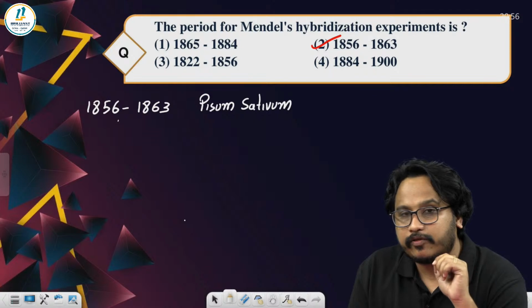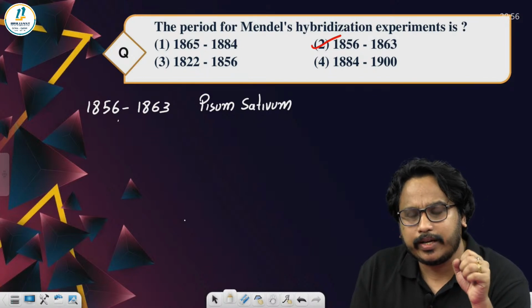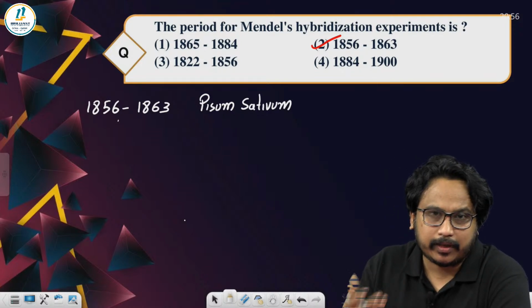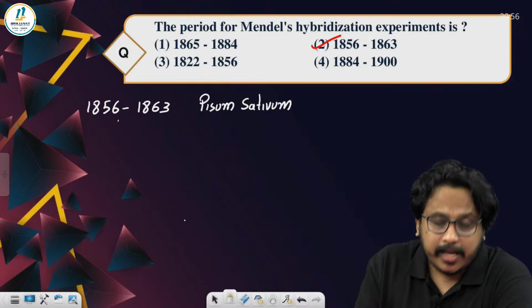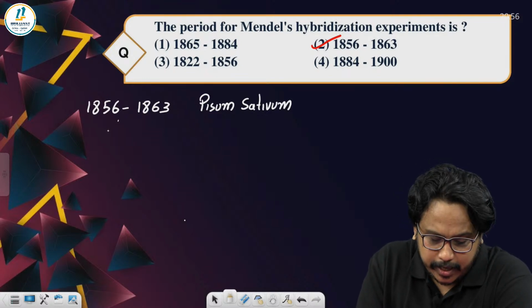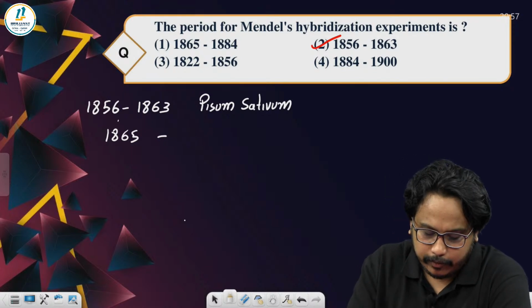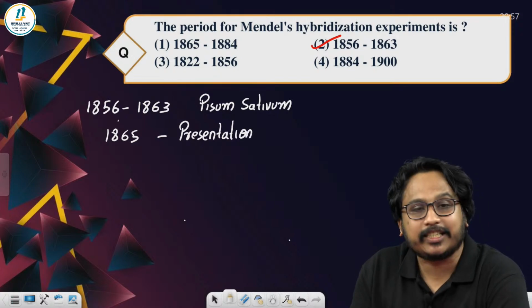After 7 years of research, after completing the research, he was doing his presentation. On completing a research, you can put your research before universities and all, and you can go for a presentation. He was also doing the same in 1865. So it was done in the Natural History Society of Brunn, where he was doing his presentation. But unfortunately, his work got rejected.